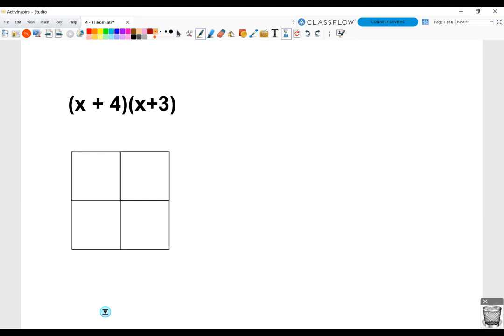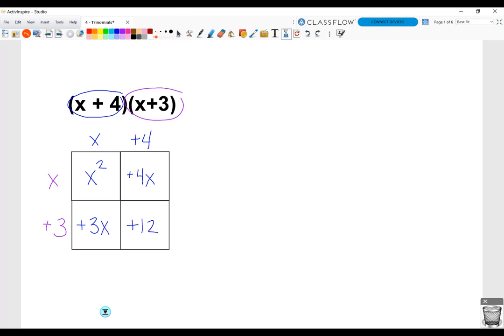So when we were asked to simplify this or to multiply it, we put the first parentheses on the top of the box and we put the second parentheses on the side of the box and we used our box method to multiply. X times x gave me an x squared. X times 4 gave me a positive 4x. I had a 3x, and then I had a 12. And then we wrote it out, and we combined our like terms.